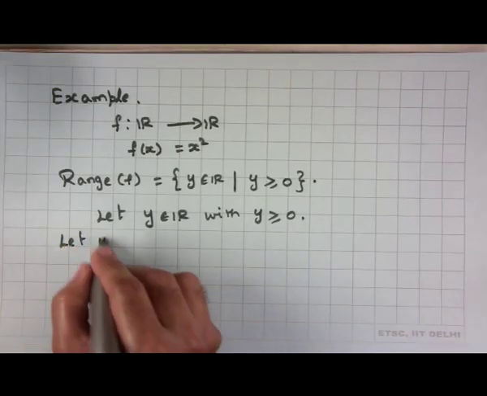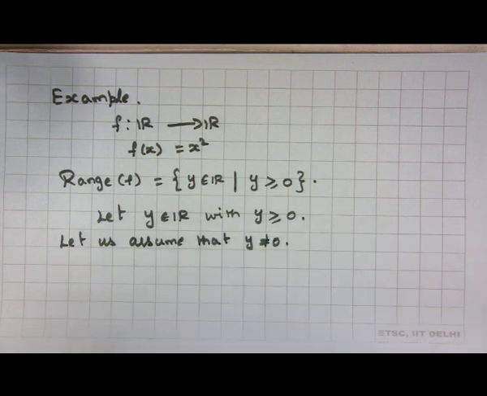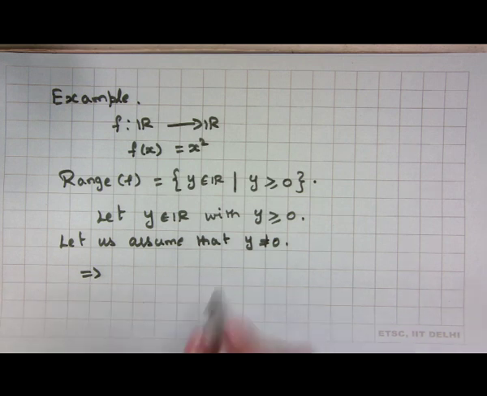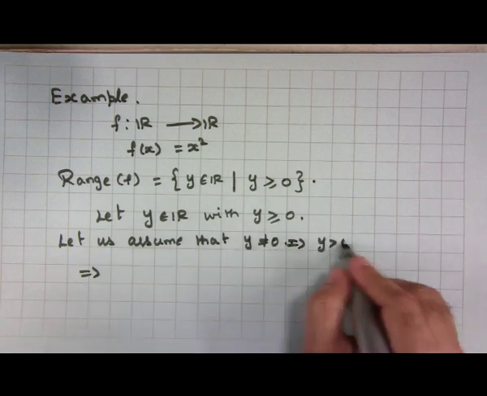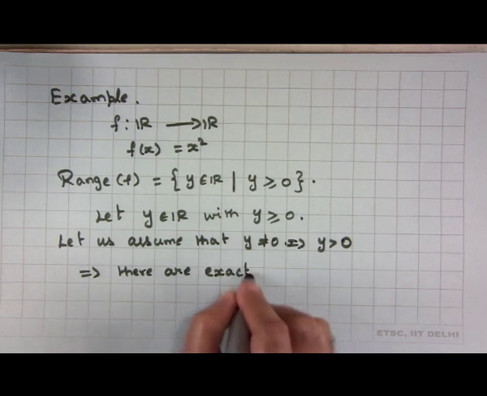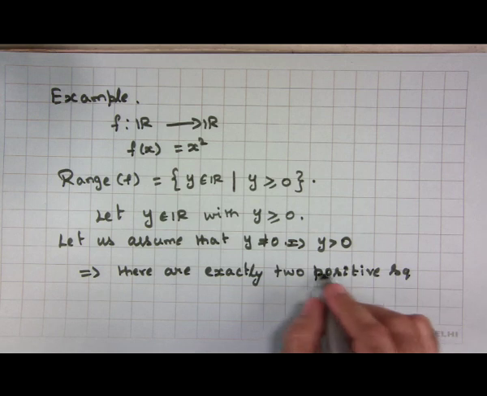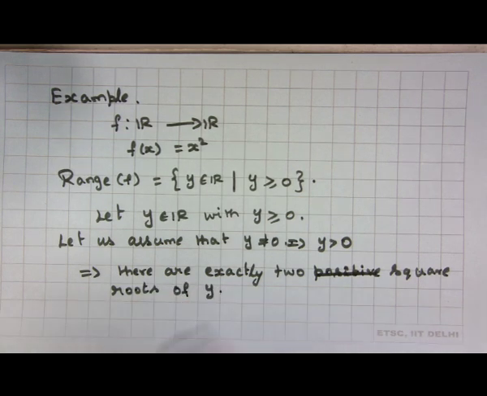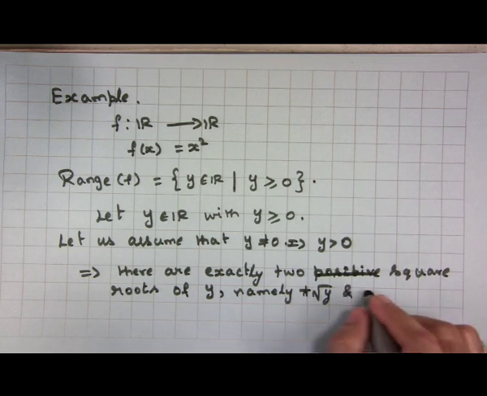So, let us assume that y is non-zero. Now, y non-zero implies y is positive, which implies there are exactly two square roots of y, namely plus root y and the other one is minus root y.